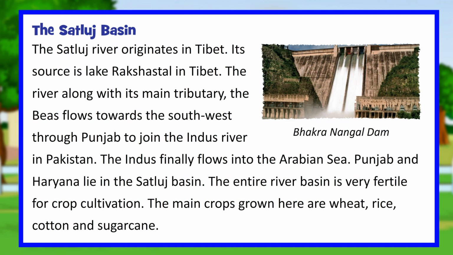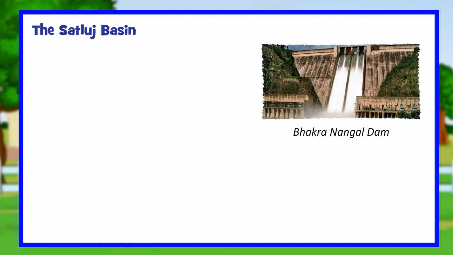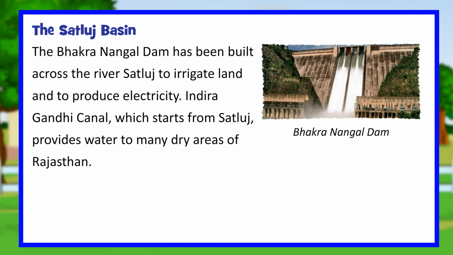The entire river basin is very fertile for crop cultivation. The main crops grown here are wheat, rice, cotton and sugarcane. The Bhakra Nangal Dam has been built across the river Satluj to irrigate land and to produce electricity. Indira Gandhi Canal, which starts from Satluj, provides water to many dry areas of Rajasthan.